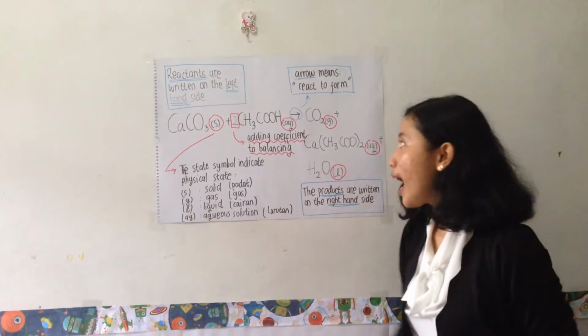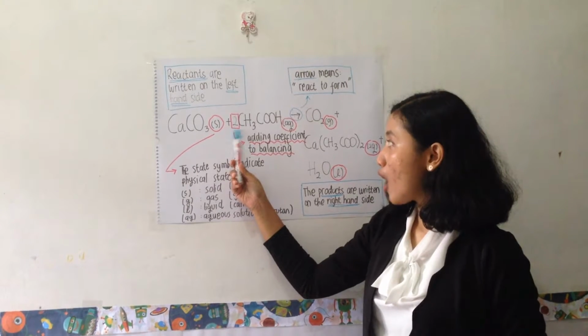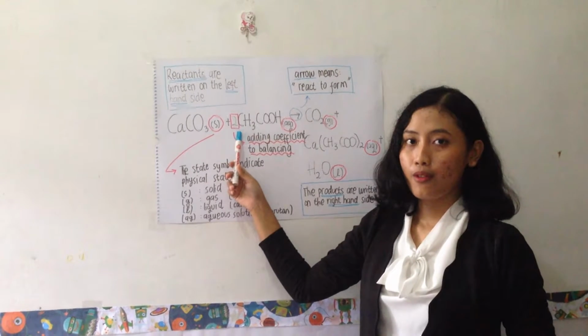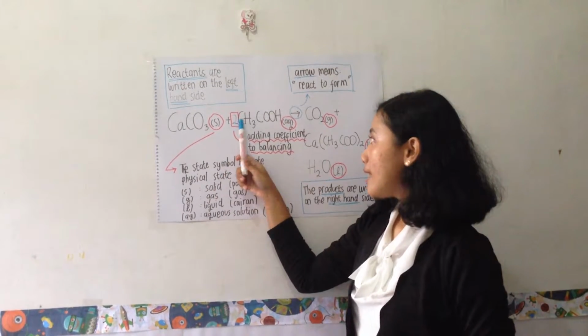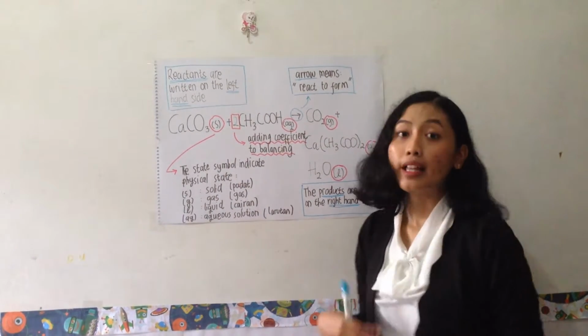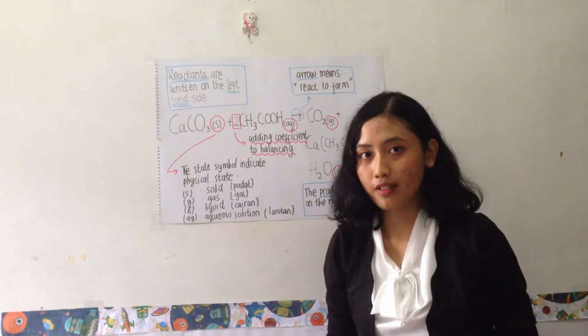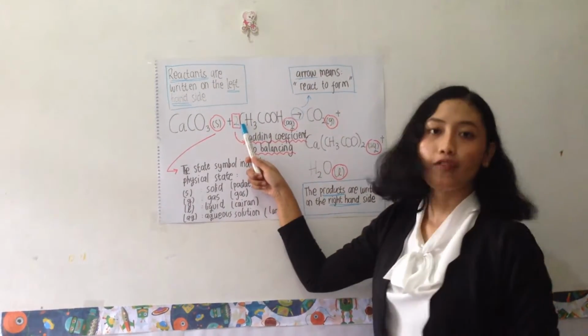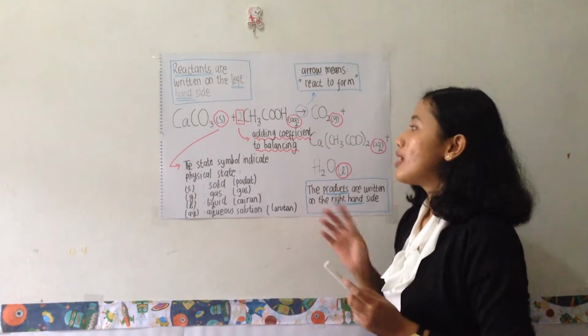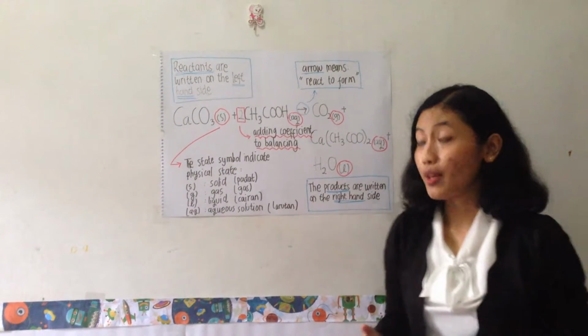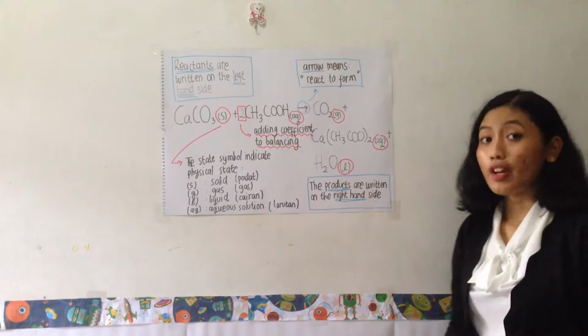Okay, we have the number 2 here. What does it mean? 2 is added to balance the chemical equation. It is called a coefficient. In the chemical equation, there are the state symbols. The state symbol indicates physical state. There are 4.